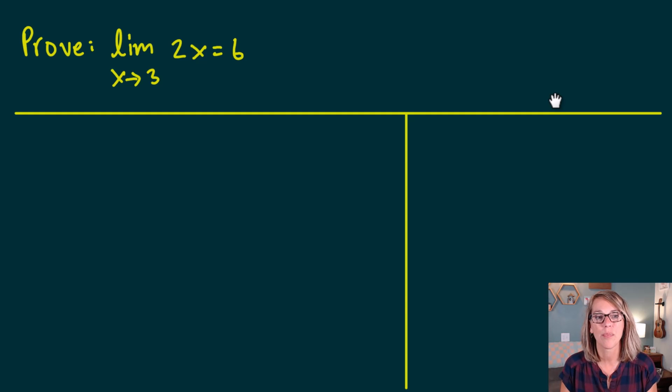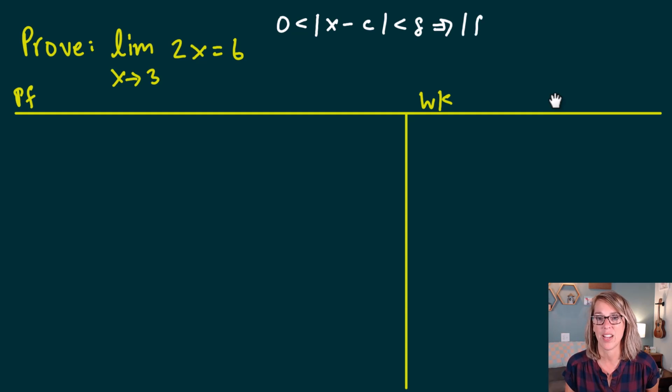So in this example, we're going to prove that the limit as x approaches 3 of 2x equals 6. So I've got this set up, but we're going to have our work over here on the right, and then our actual proof, our answer, is going to be over here on the left. I'm not going to write out the entire limit definition, but what I am going to write out are the statements that we're looking for. So we need our delta statement, absolute value x minus c less than delta, to lead us to the epsilon statement, absolute value f of x minus L less than epsilon.